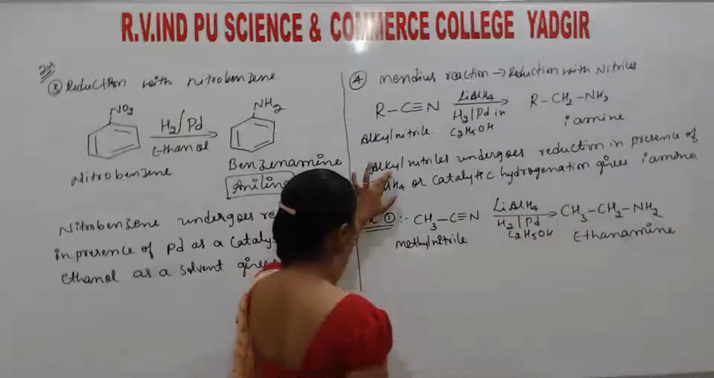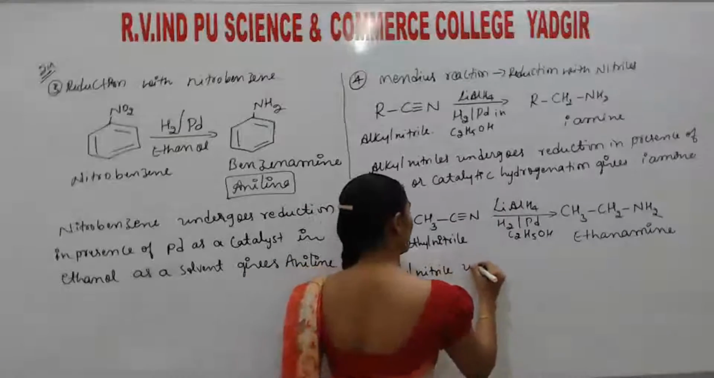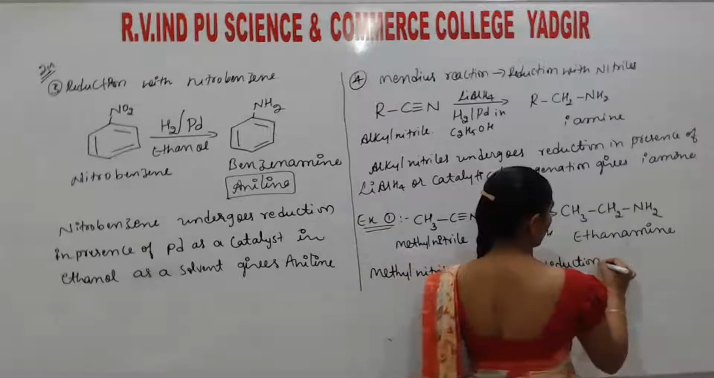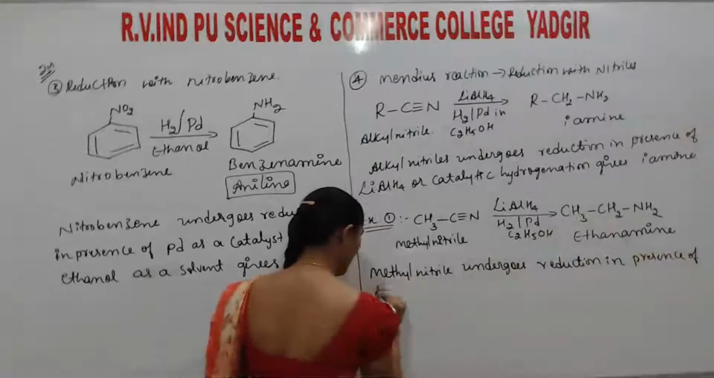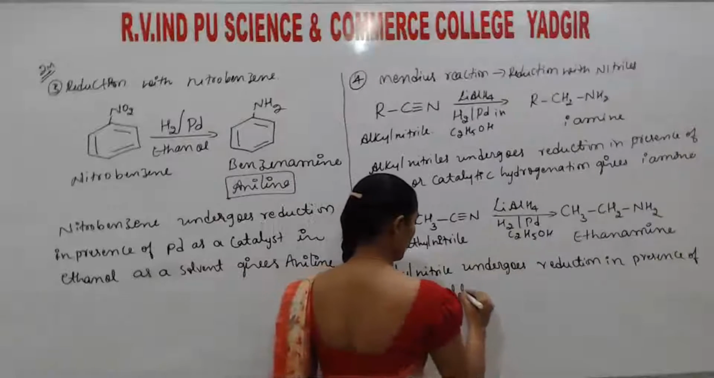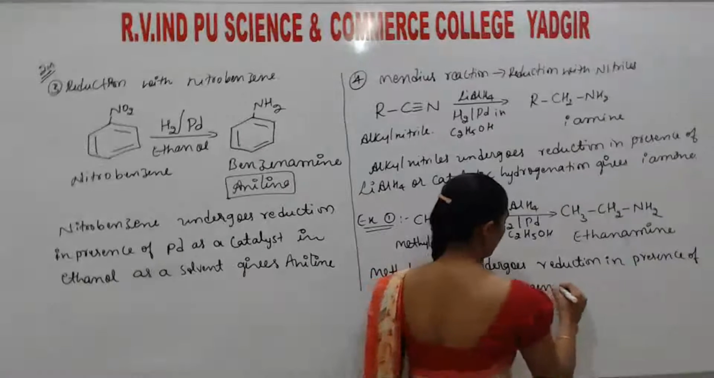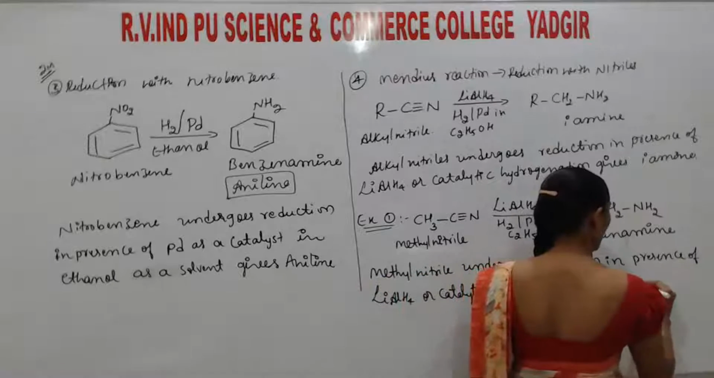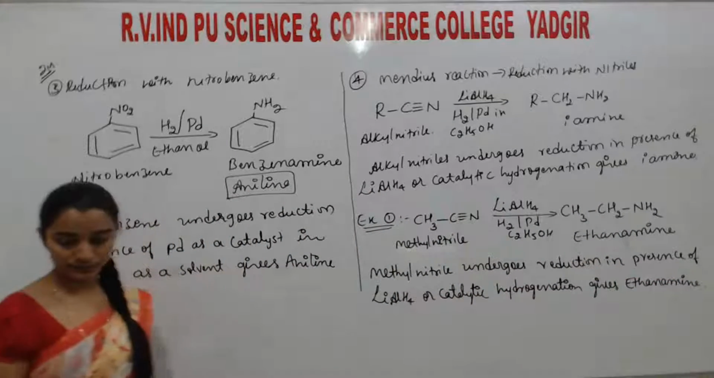How do you write? So in the place of alkyl nitrile, take methyl nitrile, which undergoes reduction in the presence of lithium aluminium hydride or catalytic hydrogenation and gives ethanamine. This is the example. Okay?